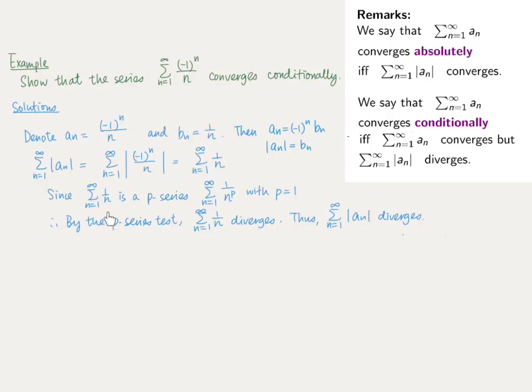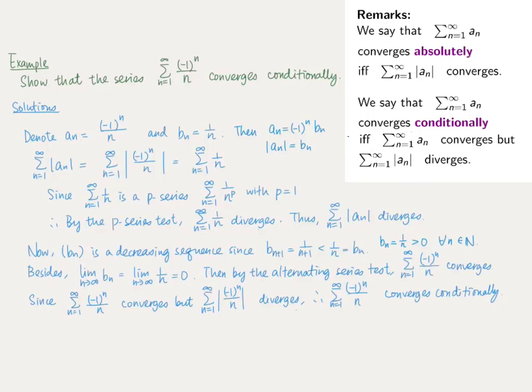This is a p-series in this format and p equals 1. Therefore, by the p-series test, this series diverges. Therefore, the series which is formed by the absolute value of an diverges.